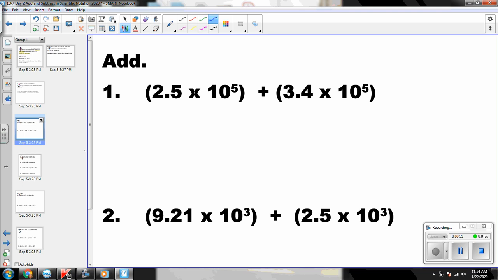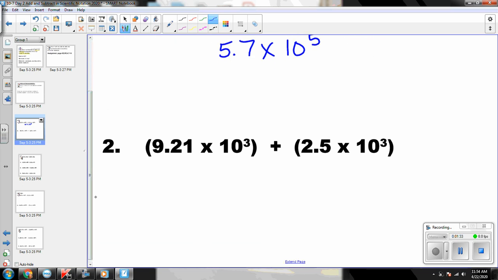On number 1, when you add 2.5 times 10 to the 5th plus 3.4 times 10 to the 5th, notice that both of these numbers have the same exponent. So if they have the same exponent, you can go ahead and add 2.5 and 3.4 to get 5.7 times 10 to the 5th. When we answer, we have to make sure our answer is in scientific notation. Yes, 5.7 times 10 to the 5th is in scientific notation because 5.7 is 1 or higher but less than 10.